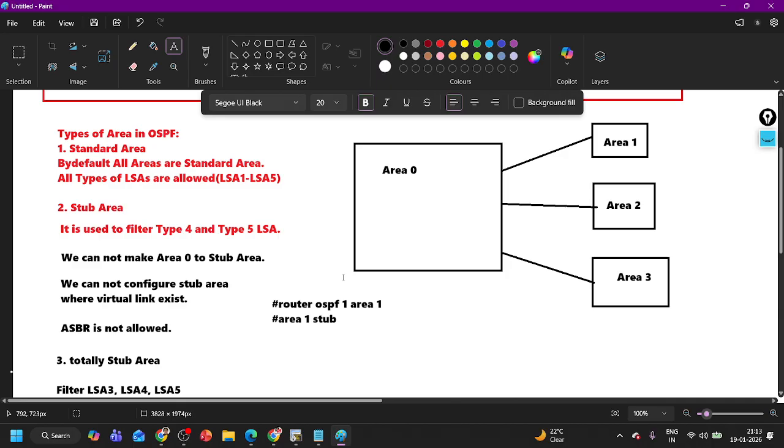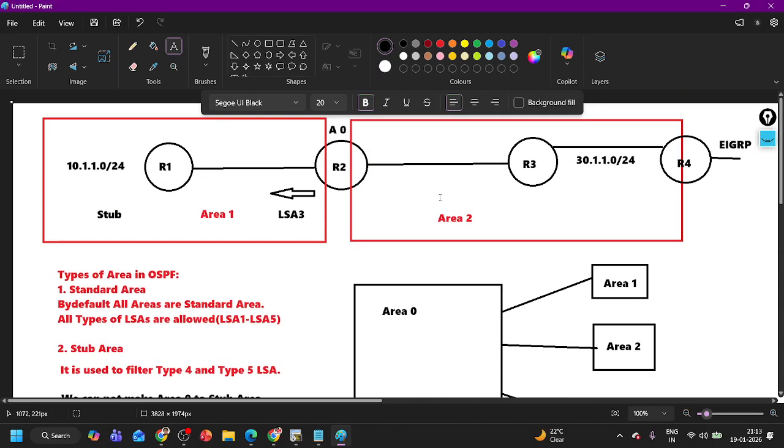So when you configure a stub area, the router is going to turn on a stub flag, and this flag bit must match to have neighborship. Like in area 2 you can see we have 3 routers, router 2, router 3 and router 4. If I have configured stub area on router number 2 but have not configured stub area on router number 3, then neighborship will go down between router 2 and router 3. Stub bit must match.